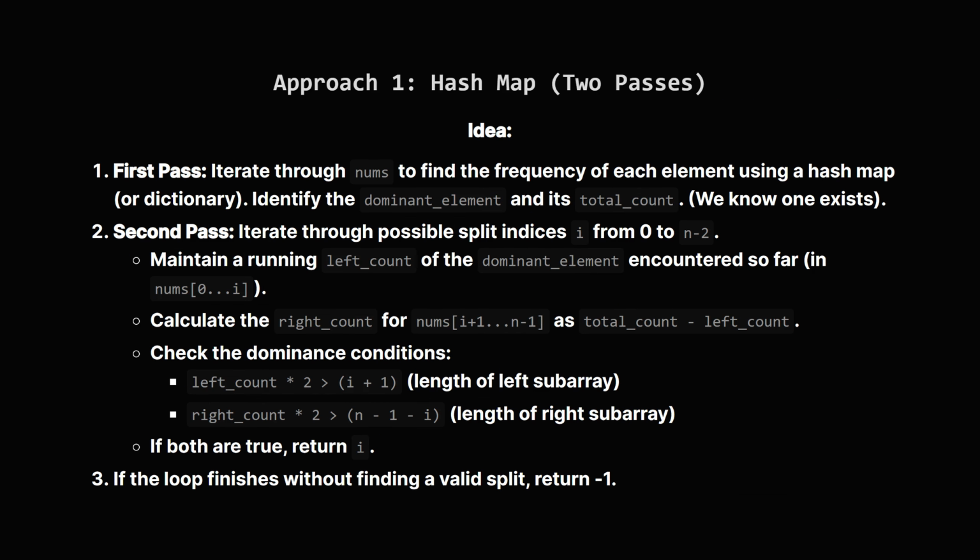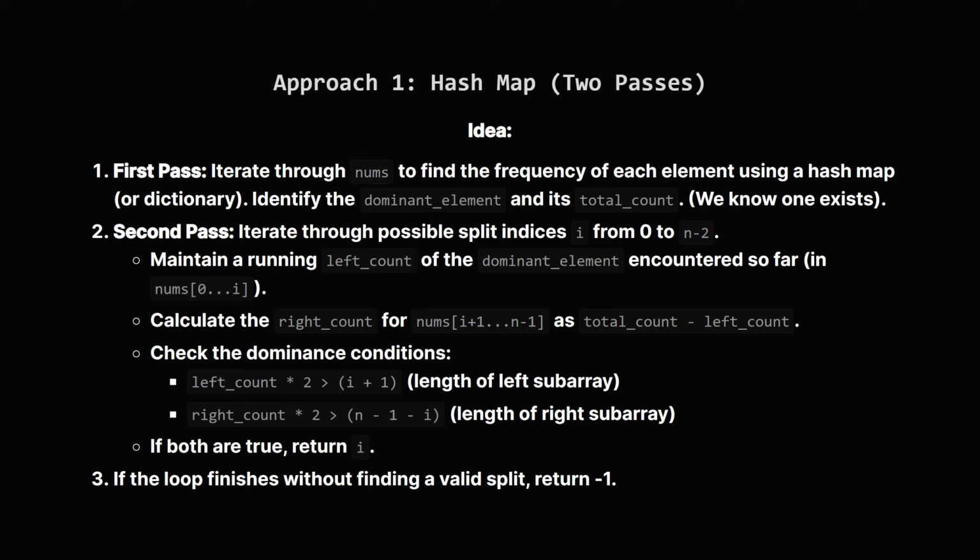The first approach uses a hash map to efficiently count element frequencies. It conceptually involves two passes over the data. In the first pass, we iterate through the entire nums array. We use a hash map, like a Python dictionary, to store the count of each number. While doing this, we can keep track of the element with the highest frequency seen so far. Since we're guaranteed a dominant element, by the end of this pass, we'll know the dominant_element and its total_count in the whole array.